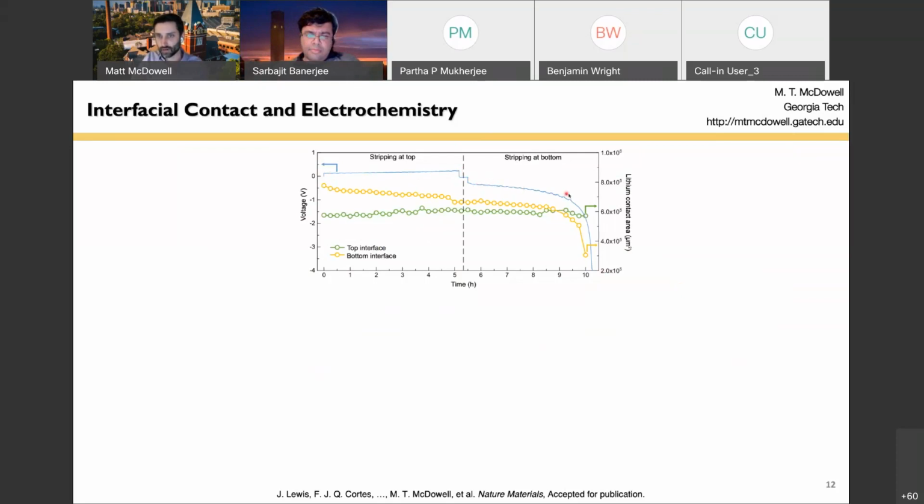And at the end of the experiment, actually, the cell polarizes all the way to -4 volts. So there's a big increase in the voltage of the cell. This basically means our cell impedance is increasing, and our cell has died, basically. But the question is, why has this happened?